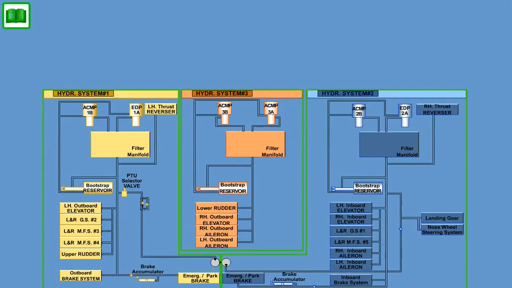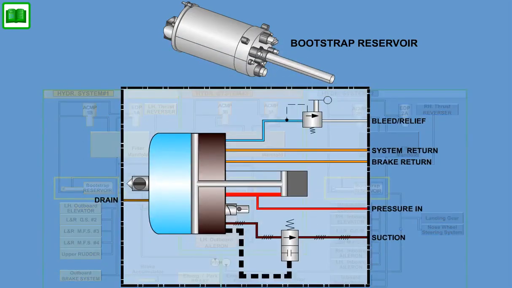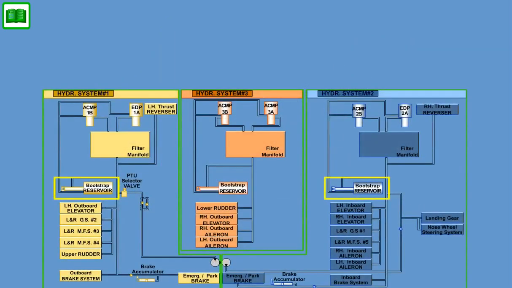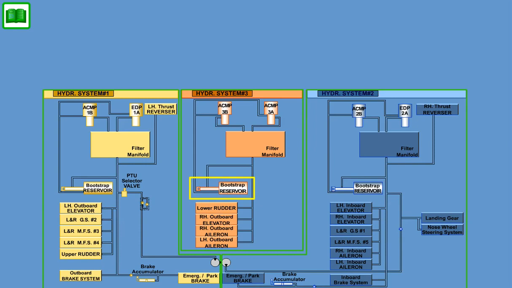Each of the 3 hydraulic system reservoirs are of the bootstrap type, using system high-pressure fluid acting on a piston to supply pressurized fluid to the pumps. The storage volume of the number 1 hydraulic system reservoir is 12.3 liters, 750 cubic inches, and for the number 2 hydraulic system reservoir, 14.75 liters, 900 cubic inches. While the reservoir for System 3 has a minimum capacity of 6.15 liters.